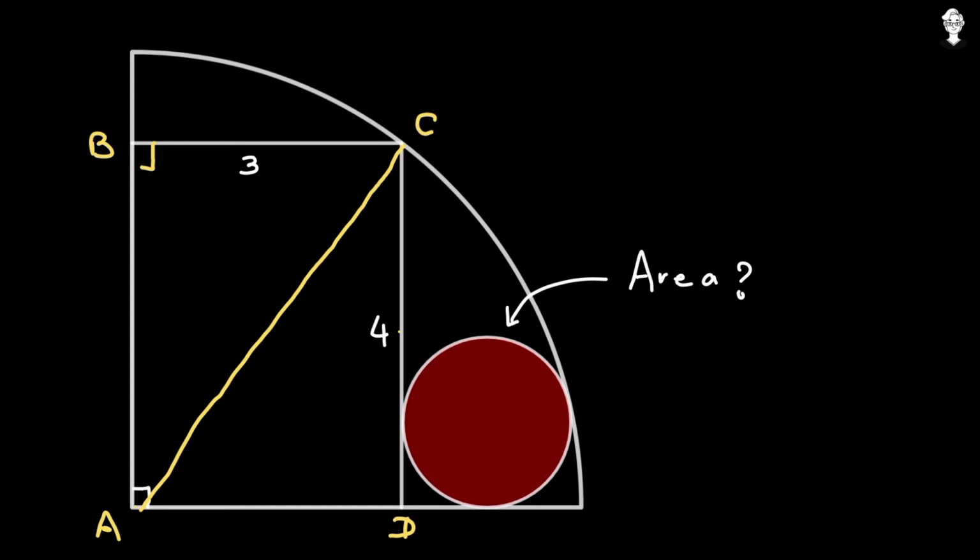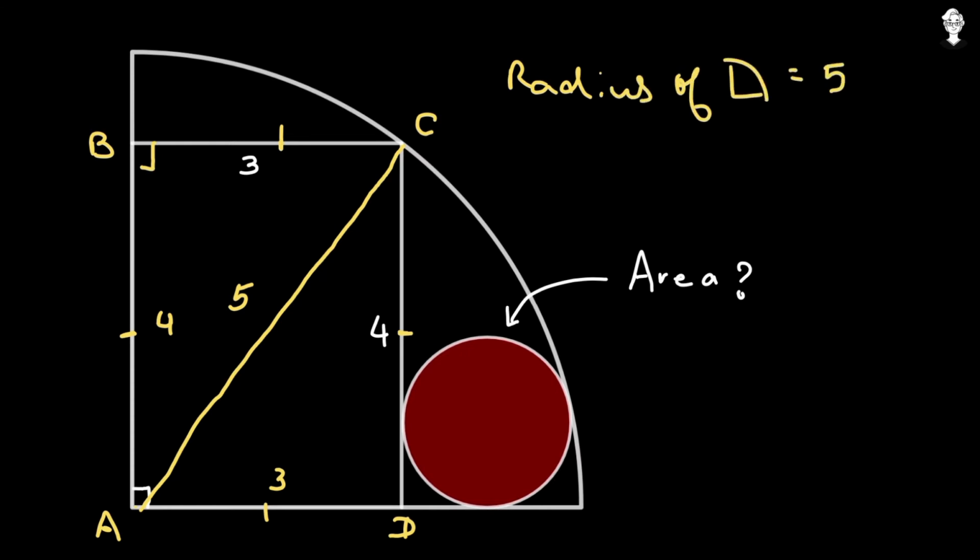Okay, so in a rectangle opposite sides are equal. So if this length is 4, this is also going to be 4, and if this is 3, this is also going to be equal to 3. Okay, now in this particular right angle triangle, by applying the Pythagoras theorem, we can get that hypotenuse, that is the radius of the quarter circle, is 5 units. So let us write it down that we have got radius of the quarter circle is equal to 5 units.